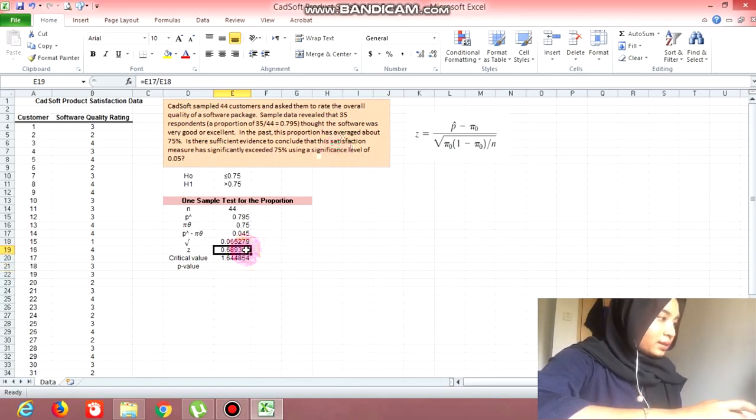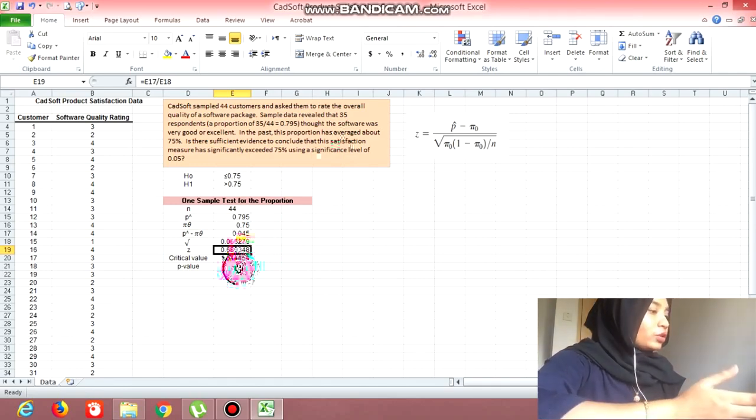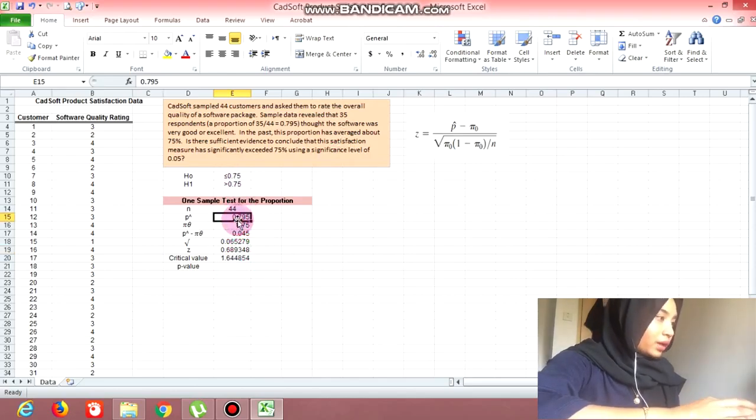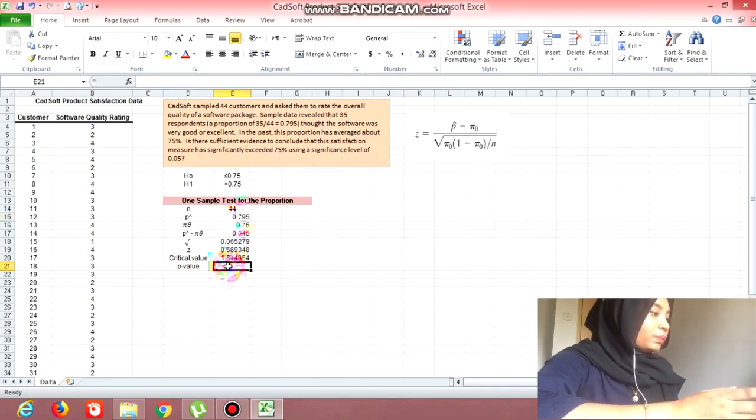So the test statistic does not exceed the critical value, so we cannot reject the H0. And even though the sample proportion exceeds 0.75, we cannot conclude statistically that the customer satisfaction has improved. So that is why we need to find the p-value. The p-value can be computed as the area to the right of the test statistic in the standard normal distribution.